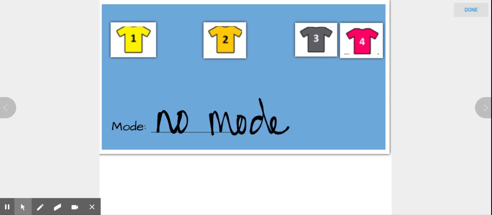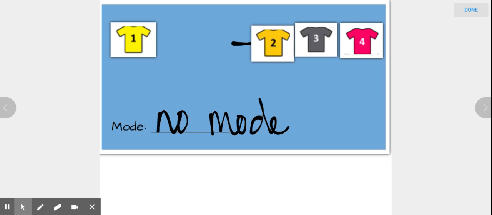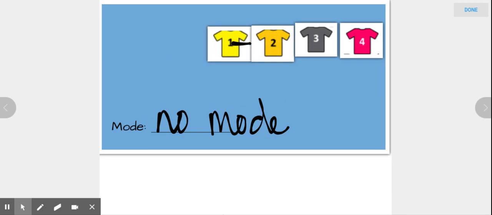Do not tell me that the mode is 0, because if the mode is 0, that means that I would have the number 0 repeating, and I do not. So if you were to tell me that the mode is 0, that means that I would have a 0 and a 0 and a 0, which is the number that shows up the most, which is not true. So make sure that you write no mode instead of writing the number 0.